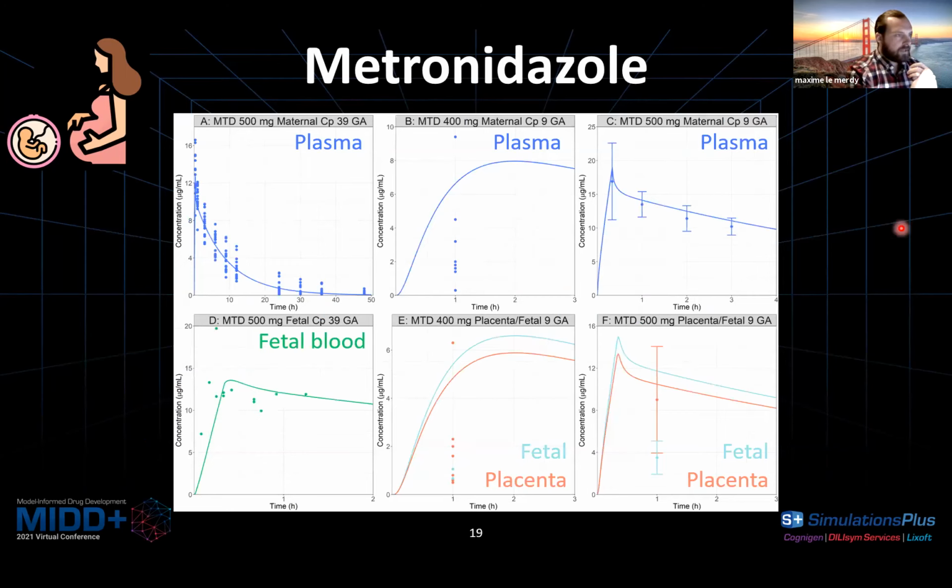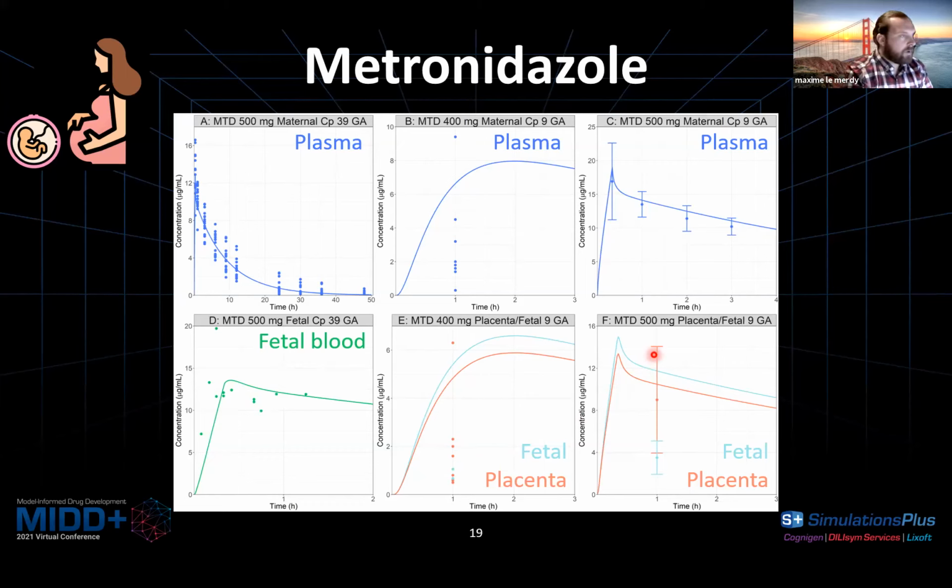And for the next data set, we actually had 3 studies in which we had both maternal plasma data and some fetal tissue concentration. We had the fetal blood in one study, and then we had the fetal compartment and placenta data in the 2 other studies.